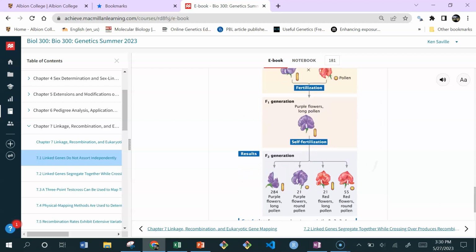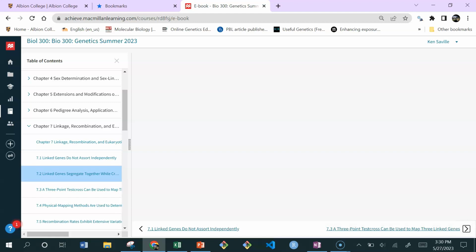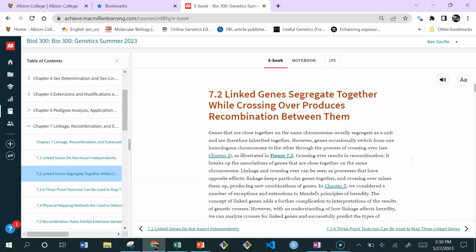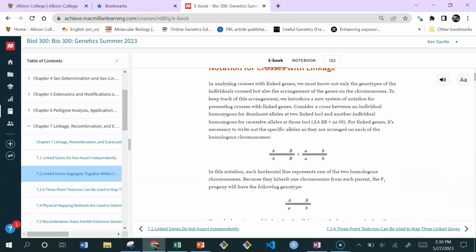All right, so that's it. No more dihybrid crosses because this is good. So now we're going to talk about linked genes. With linked genes, we're going to just do test crosses because test crosses are way easier. We'll talk about the chromosomes in a minute.